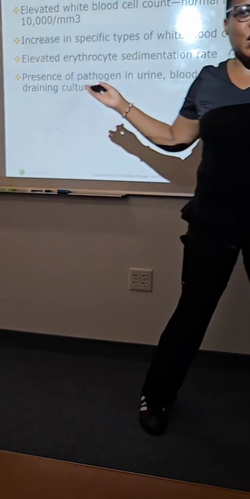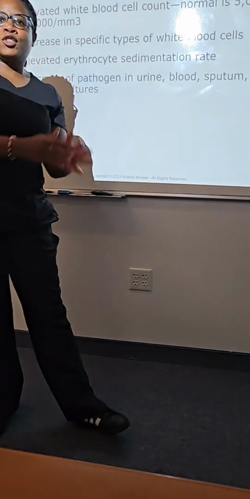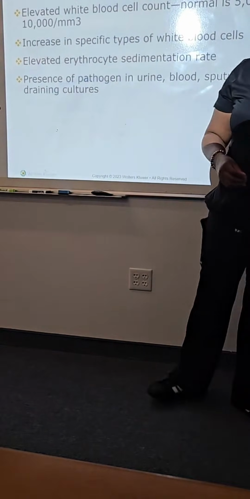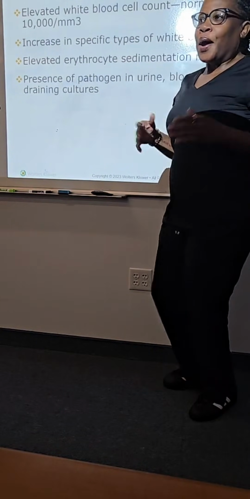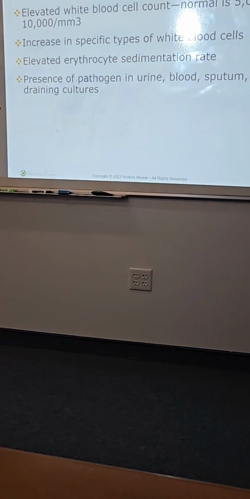Now, of course, you see on a board that the normal white count is from 5 to 10. Okay? 5 to 10. Now, what does it mean? I want you to know what it means when your white count is above 10. It means you have an infection. If it's 11, you have an infection.